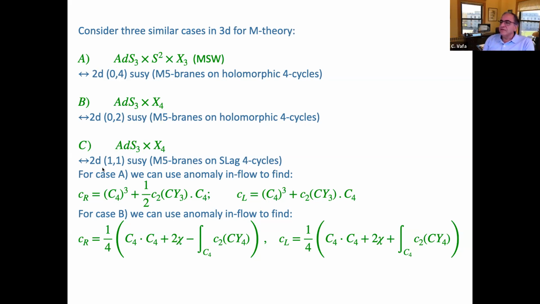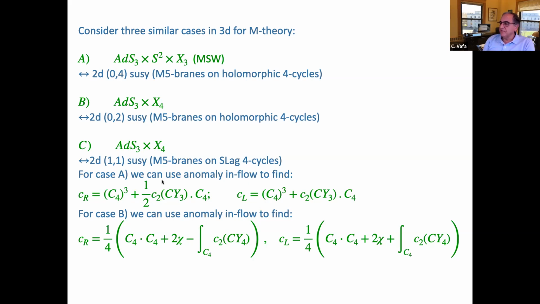So let me talk about the case A here first, which is very easy, because here you can actually find the dual conformal field theory central charges easily using anomaly inflow. In other words, anomaly inflow tells you what the left and right central charges are simply by using the anomaly inflow argument for the (0,4) theory, where here C4 is the class of the 4-cycle that the M5 brane is wrapping, and the central charges scale like C4 cubed, the triple intersection of that 4-cycle, plus the second Chern class of the Calabi-Yau times C4, for the left, and similarly for the right.